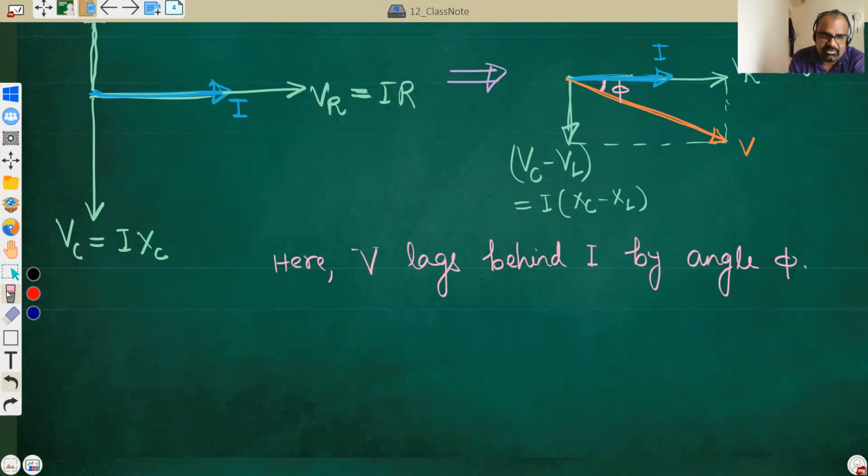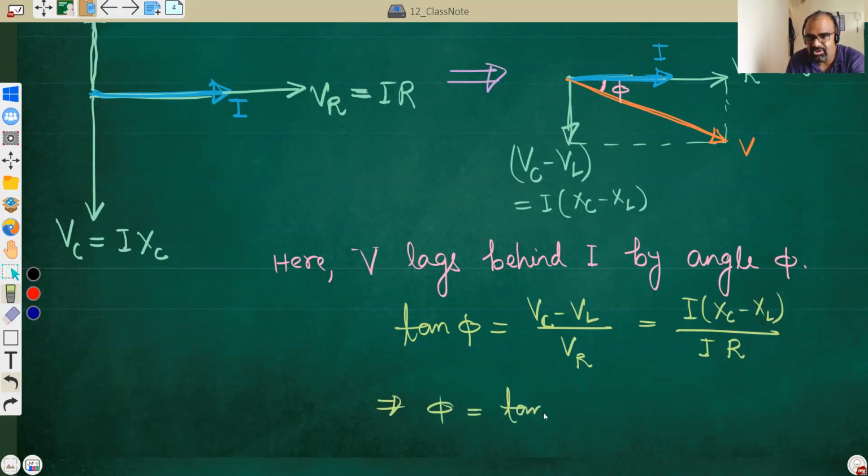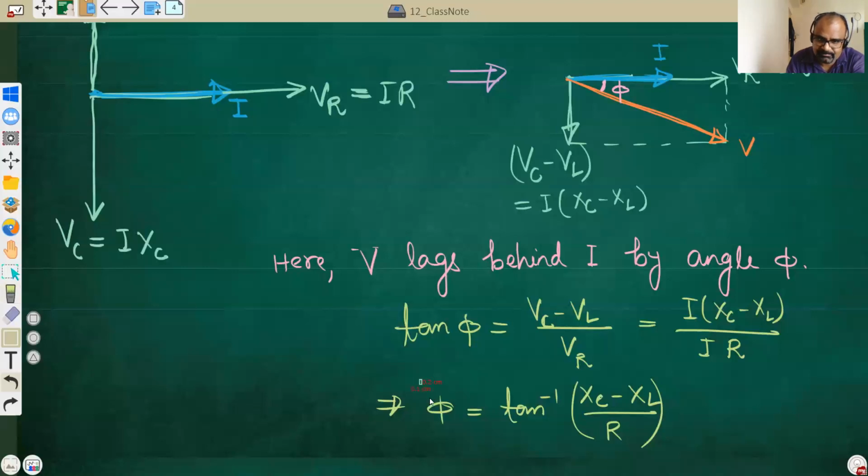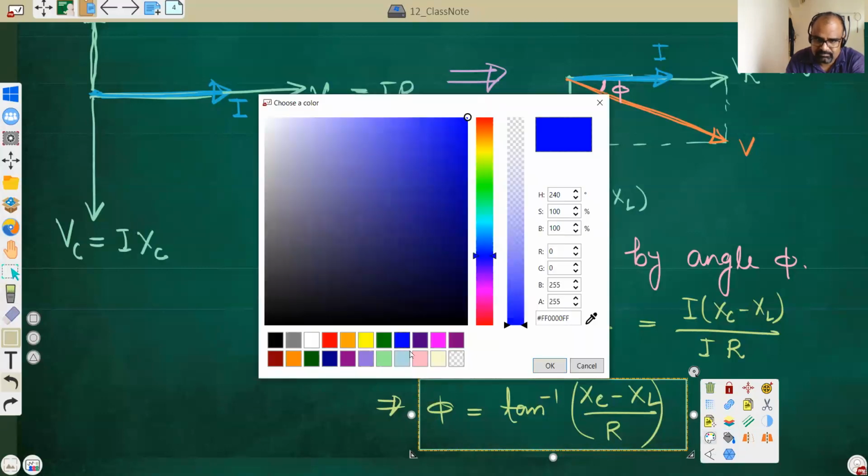How to find this phi? Well, in this triangle, tan phi will be what? By this, this will be VC minus VL by VR. So I into XC minus XL by I into R. So I got cancelled. So you get phi is equal to tan inverse of XC minus XL divided by R. Is that clear? Yes, sir.